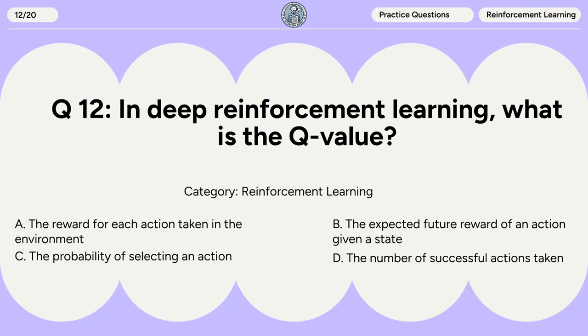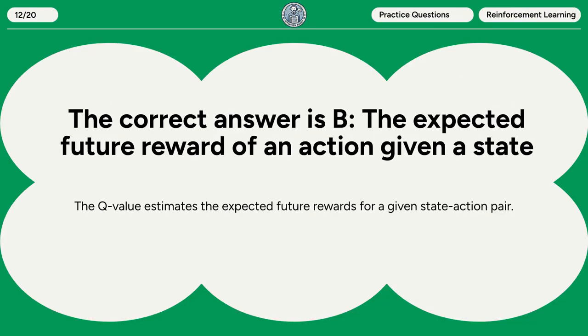Question 12. In deep reinforcement learning, what is the Q value? A. The reward for each action taken in the environment. B. The expected future reward of an action given a state. C. The probability of selecting an action. D. The number of successful actions taken. The correct answer is B. The expected future reward of an action given a state. The Q value estimates the expected future rewards for a given state-action pair.